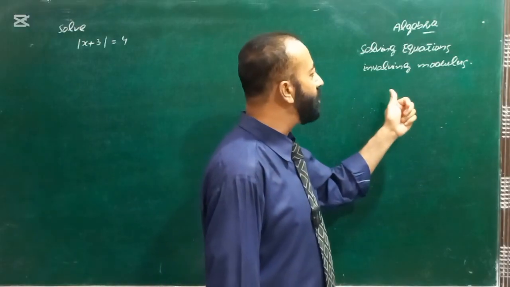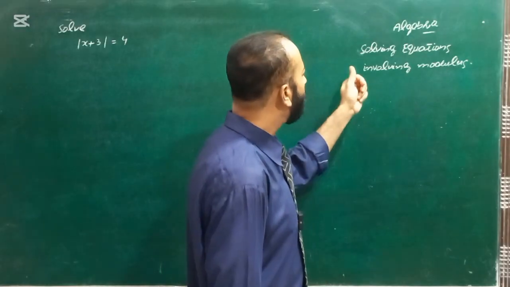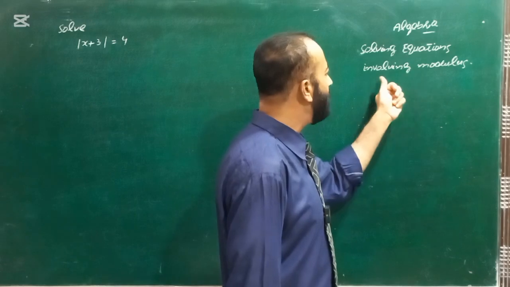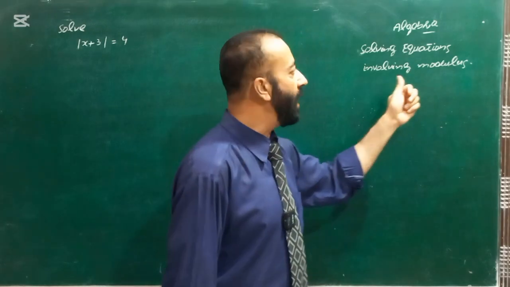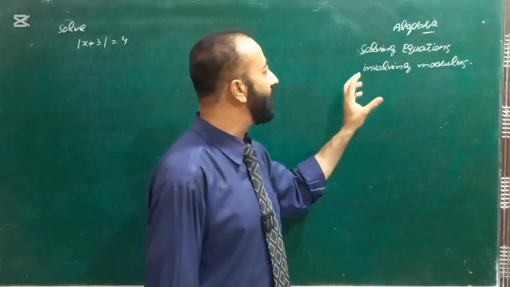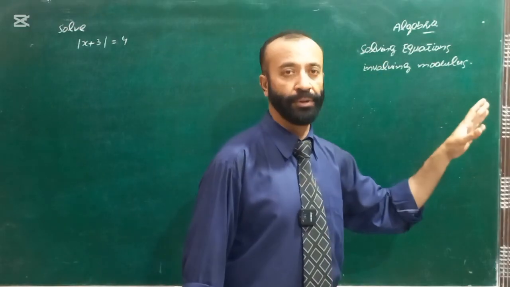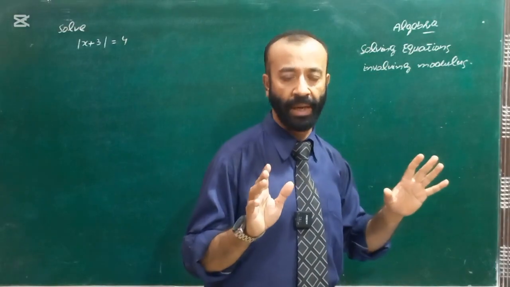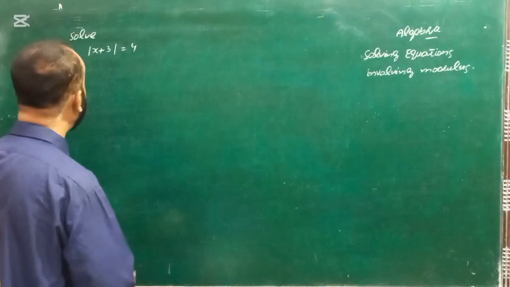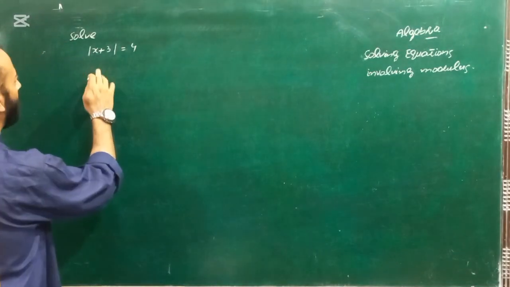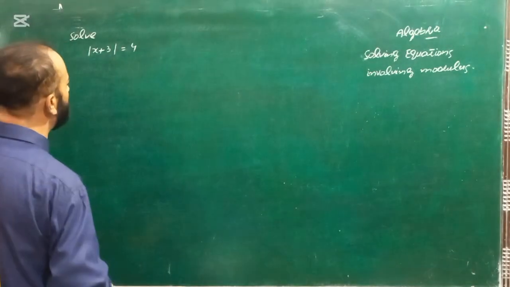The thing which we are going to read first is solving equations involving modulus, and after that we will read solving inequalities involving modulus. So you have to concentrate now. So here is a question. The statement is: solve |x + 3| = 4.